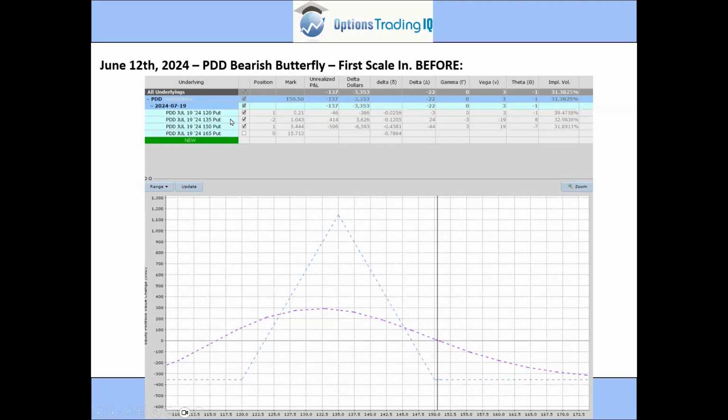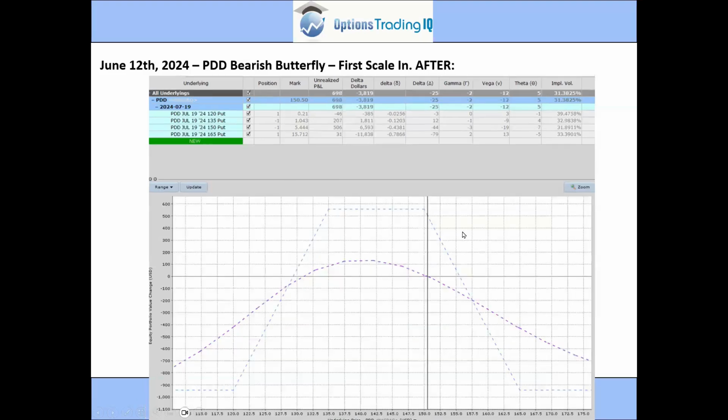So basically, if we buy 1 of these, the new position becomes -1. If we sell 2 of these, this becomes -1. And if we buy 1 of these, this becomes 1. So we'd end up with 1, -1, -1, 1. And it would actually start to look a little bit more like a condor. So that's our before image.